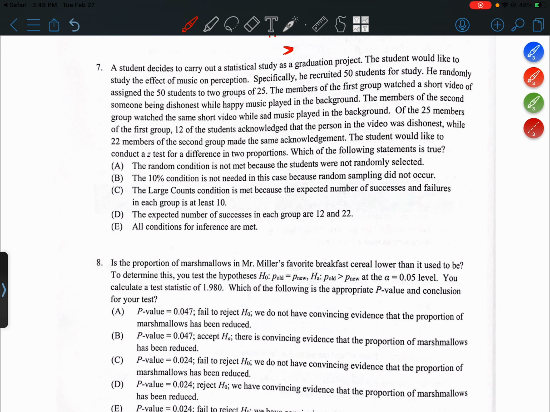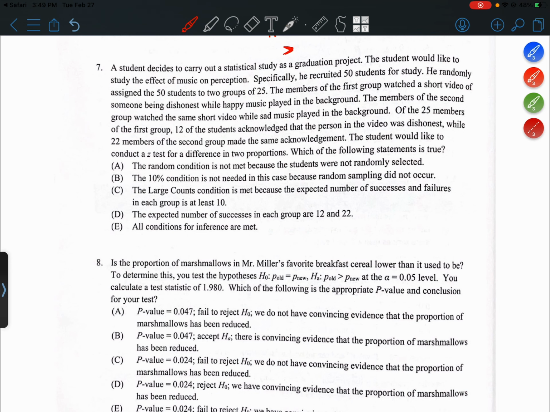The members of the first group watched a short video of someone being dishonest while happy music played in the background. The members of the second group watched the same short video while sad music played in the background. Of the 25 members of the first group, 12 of the students acknowledged that the person in the video was dishonest, while 22 members of the second group made the same acknowledgement. The student would like to conduct a z-test for a difference in two proportions. Which of the following statements is true?